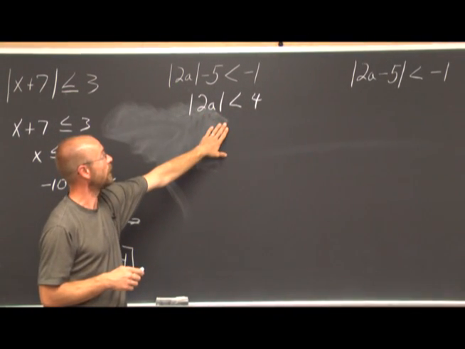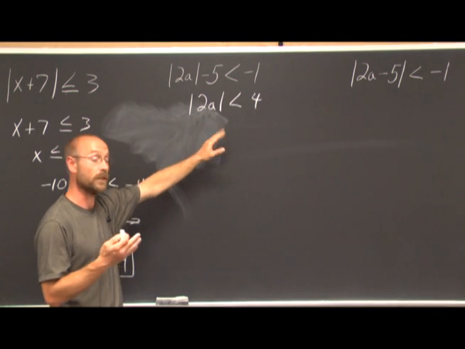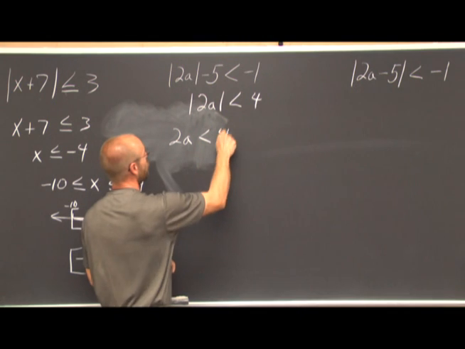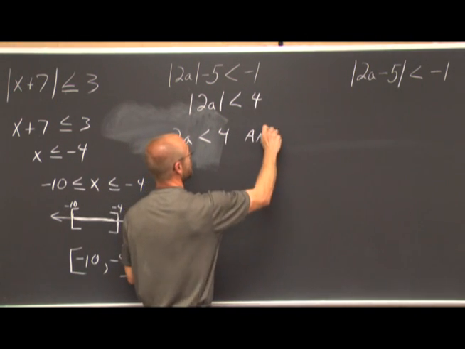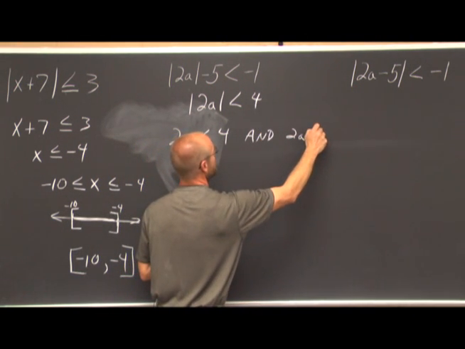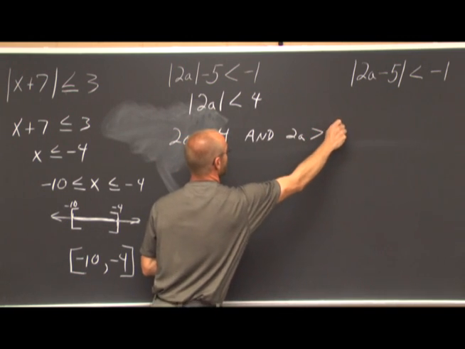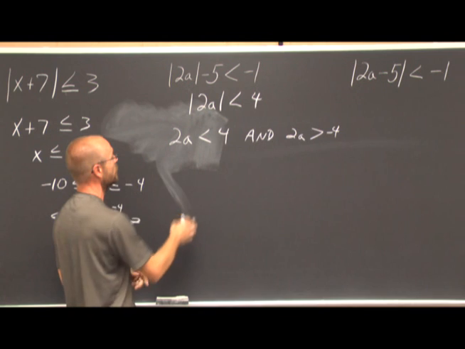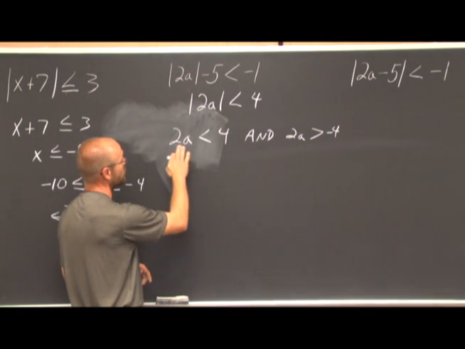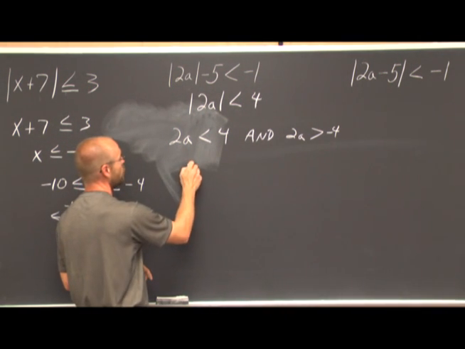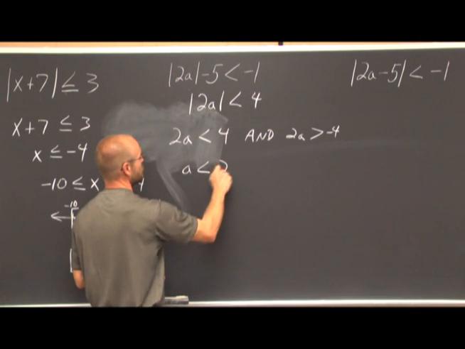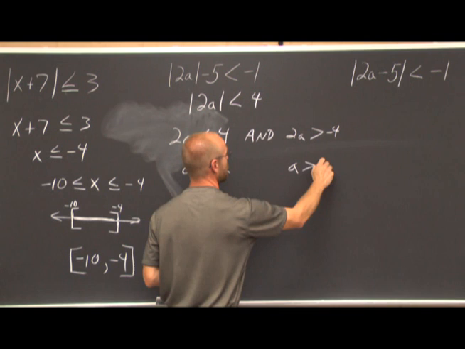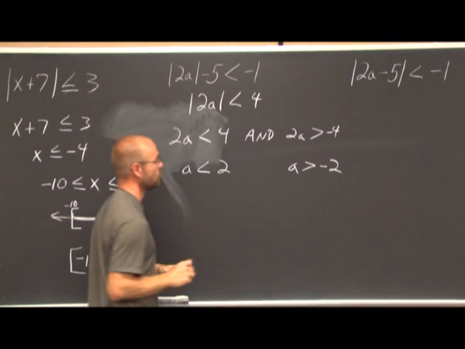So now I can write two inequalities. 2a could be less than 4, and 2a could be greater than negative 4. Always remember, when you change the sign, to change the sign. And we can solve both of these simply by dividing each side by 2. So I get a is less than 2. And here I get a is greater than negative 2.